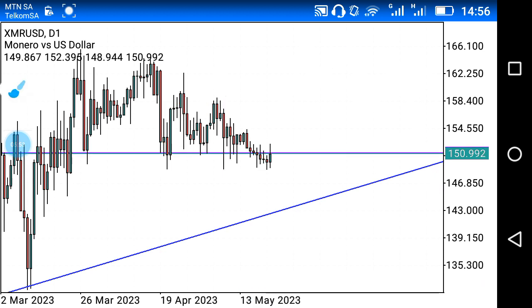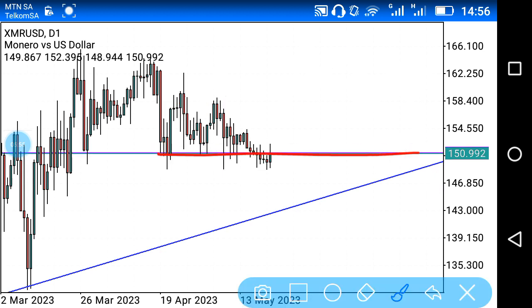And as I've said, we have here this M structure, and the neckline has been violated at this point, and also we can see that price went back to the neckline to test it, and I believe at that point we should be looking for those potential selling opportunities, right? I hope what I'm saying makes sense, right?